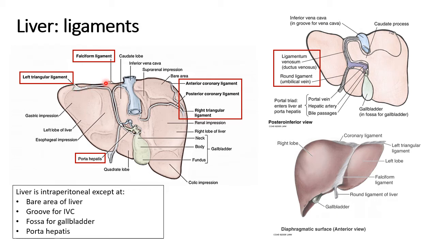So if you just follow the coronary ligament, if you start from there, you start with the right triangular ligament, and then the anterior layer of the coronary ligament, and then you reach the left triangular ligament, and then you continue with the posterior layer of the coronary ligament. And this area, which is bounded by the coronary ligament, is retroperitoneal. It's not covered by visceral peritoneum, and this area is called the bare area.